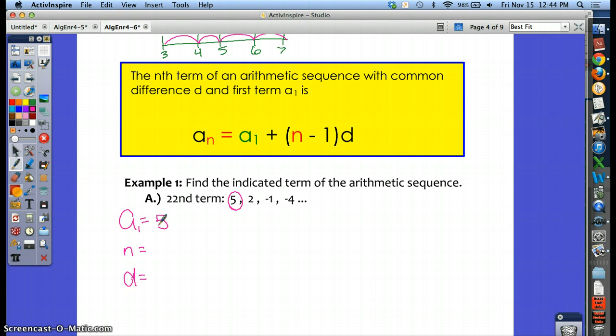N is the term number you want to find. So what term number do you want to find? The 22nd term, you're finding 22. So a sub 1 is the first term. You may want to write it down. N is the term number that you're looking for.